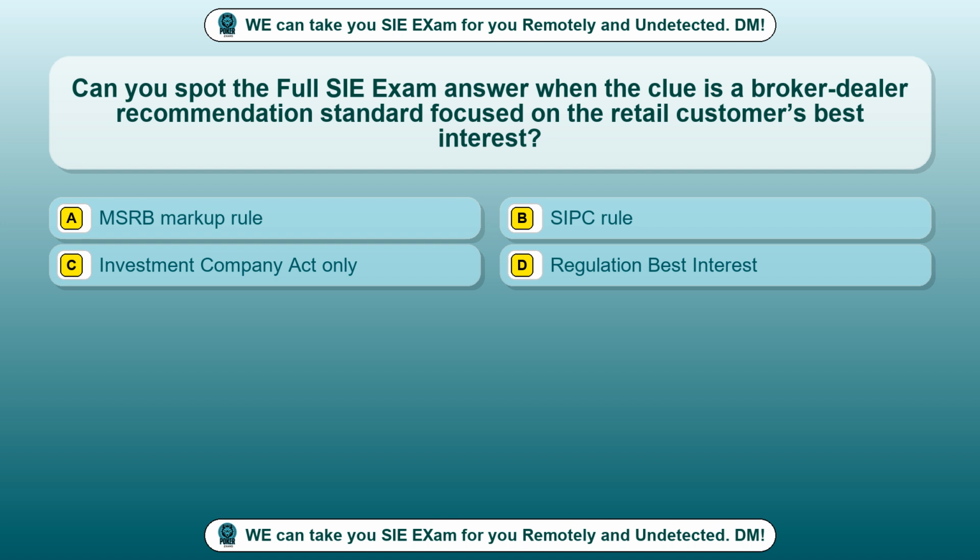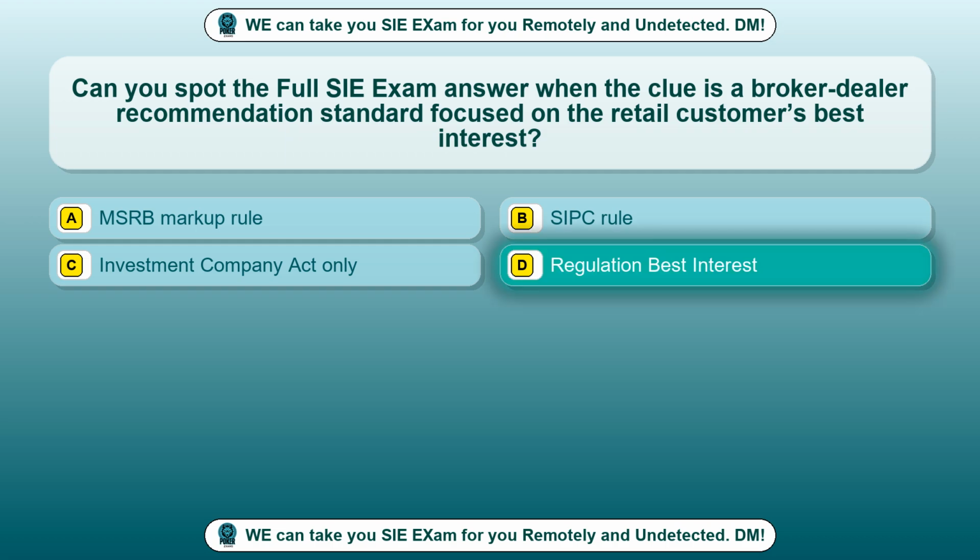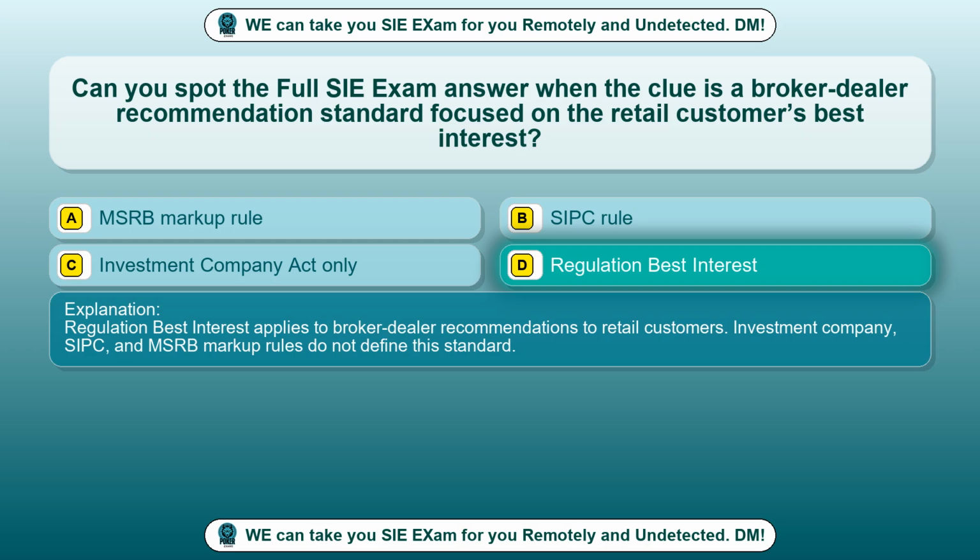Question 79. Can you spot the full SIE exam answer when the clue is a broker-dealer recommendation standard focused on the retail customer's best interest? Option A, MSRB markup rule. Option B, SIPC rule. Option C, Investment Company Act only. Option D, regulation best interest. The correct answer is option D, regulation best interest. Regulation best interest applies to broker-dealer recommendations to retail customers. Investment company, SIPC, and MSRB markup rules do not define this standard.